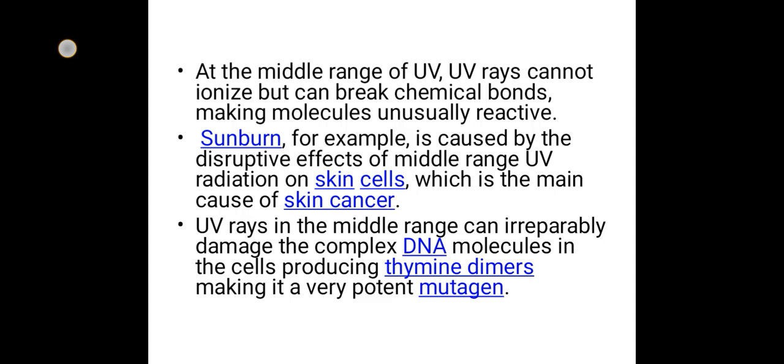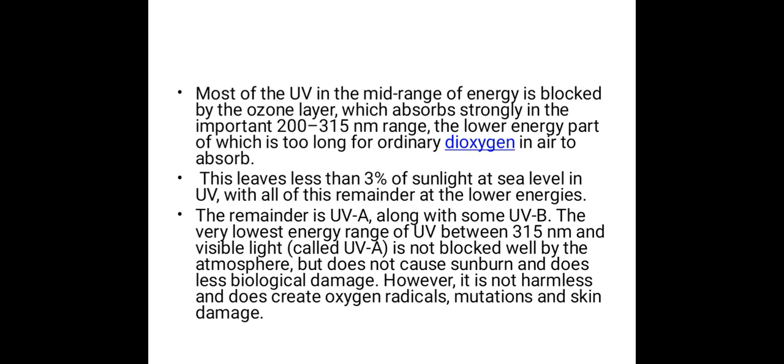Most of the sun's damaging UV wavelengths are absorbed by the atmosphere before they reach the surface. The high energy, shortest wavelength ranges of UV, called vacuum UV, are absorbed by nitrogen and at lower wavelengths by simple diatomic oxygen in the air. Most of the UV in the middle range of energy is blocked by the ozone layer, which absorbs strongly in the important 200 to 315 nm range, the lower energy part of which is too long for ordinary dioxygen in air to absorb.